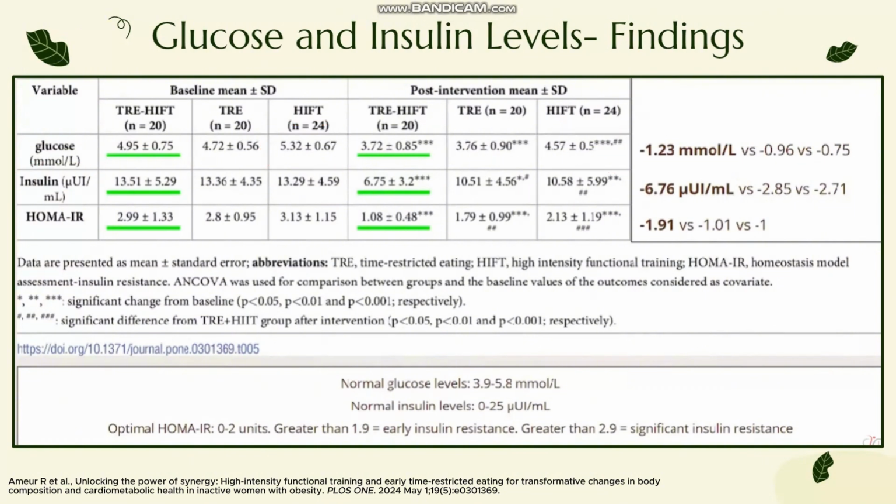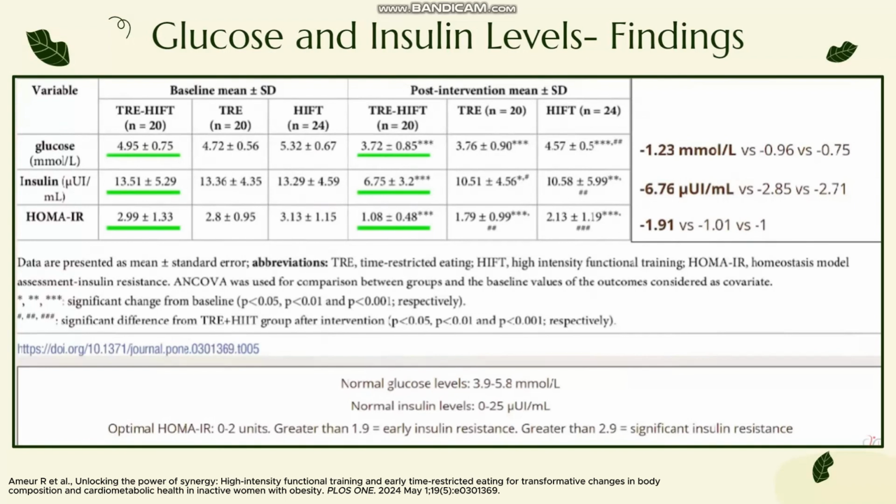Let's look at insulin next. Insulin, again, is the hormone that helps control blood sugar, but having too much of it can indicate that your body is becoming resistant to insulin, which will eventually lead to type 2 diabetes. At the start, all 3 groups had relatively high insulin levels, around 13.3 microunits per milliliter. But after the intervention, the TRE with HIFT group had a dramatic reduction. They cut their insulin by over 50%, going from 13.5 to 6.75 microunits per milliliter.